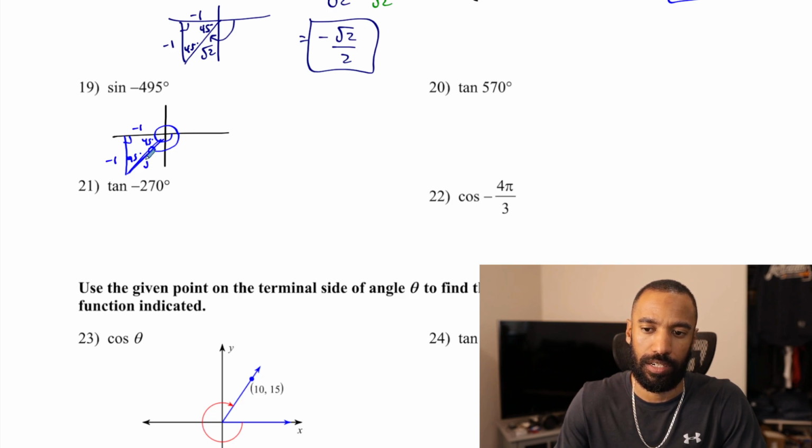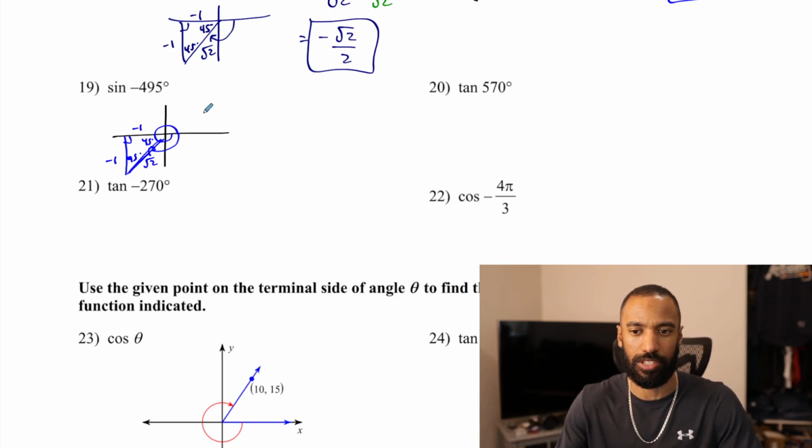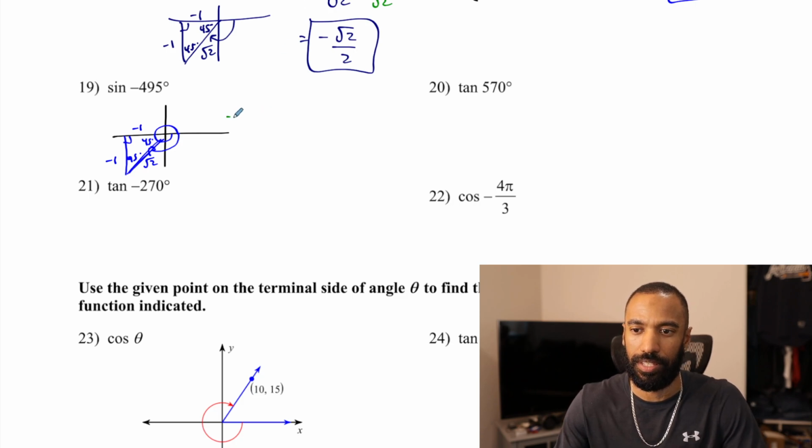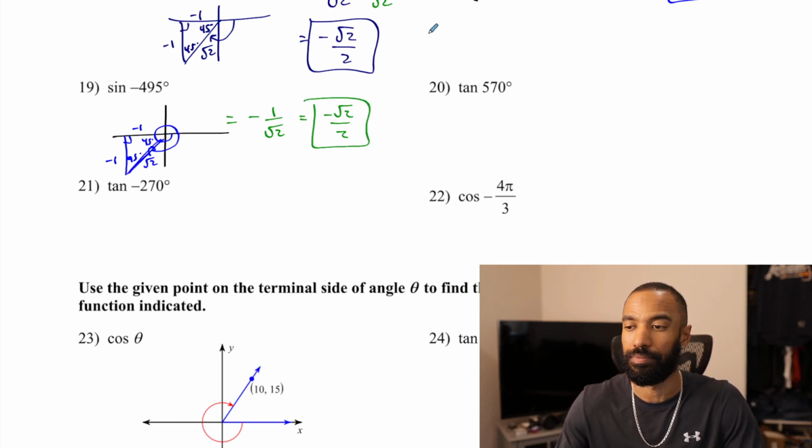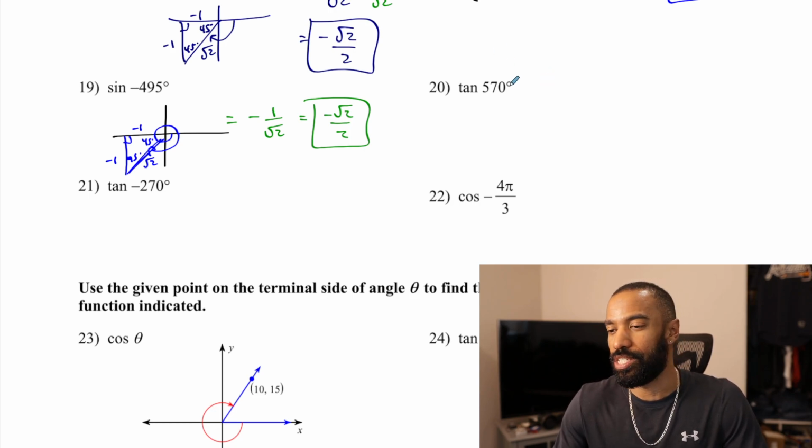So once again, that relationship. Looks like we're getting some of the similar ones. But sine of this is negative 1 over root 2, which again is negative root 2 over 2. So same answer as cosine because it's in the same area, for a different reason. And it's sine. Okay, tangent of 570.